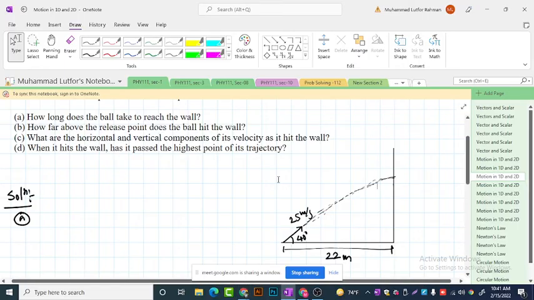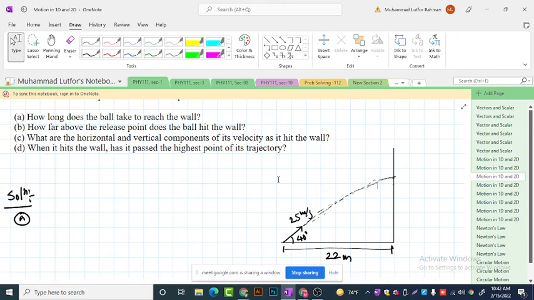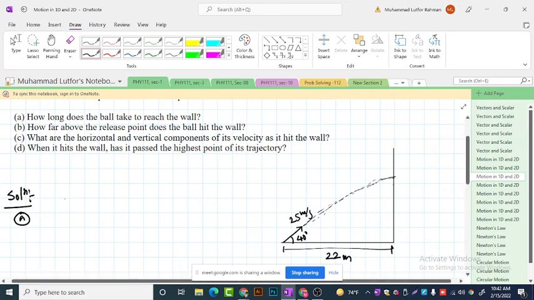So I cannot say, because that information is not given in the question. If I am not sure that the particle, when it strikes the wall, was at the highest point of its trajectory, then I cannot use that equation for T up. That's not going to work unless I'm sure about that.